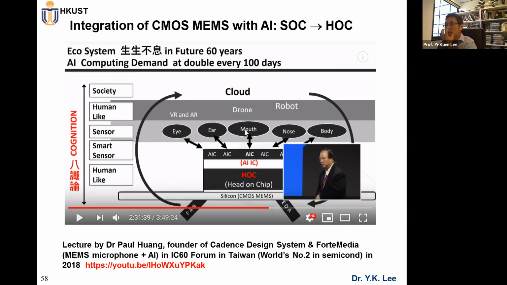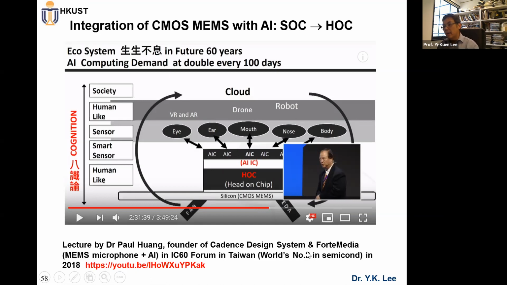Electrical sensor, mouse, and electronic noise, and body touch sensor. Right? All these sensors will integrate with AI and then have an application in VR, AR, drone, and robot. So that is a big feature. If you're interested, you can try to look at the YouTube lecture by this Dr.